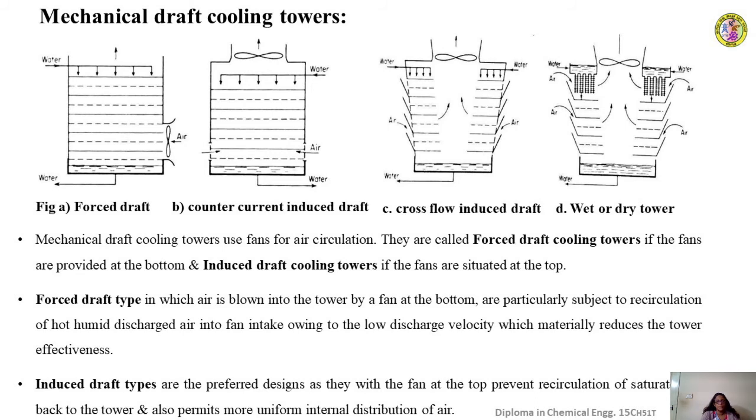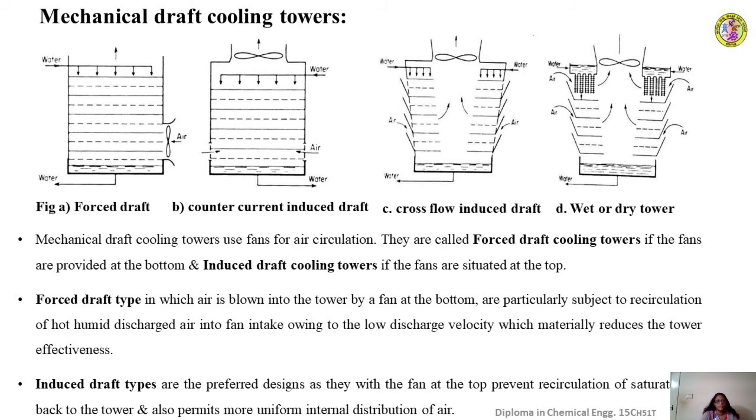So you all know what a forced draft and an induced draft tower is. In the case of a forced draft cooling tower, the fans are situated at the bottom of the tower. This forces the air into the tower. Whereas in the countercurrent induced draft tower, countercurrent means the flow of air will be in the opposite direction with respect to the flow of water. So if the air is flowing from bottom to top, then it is a countercurrent draft tower.